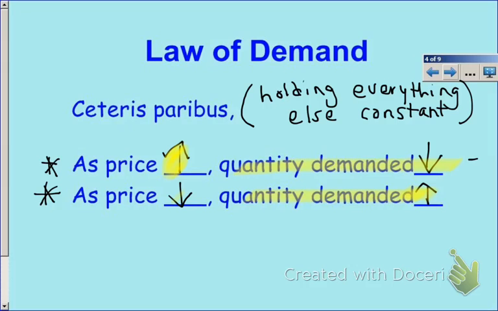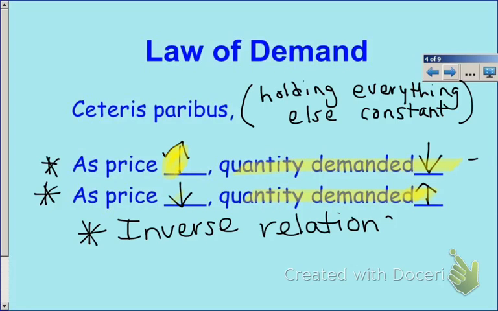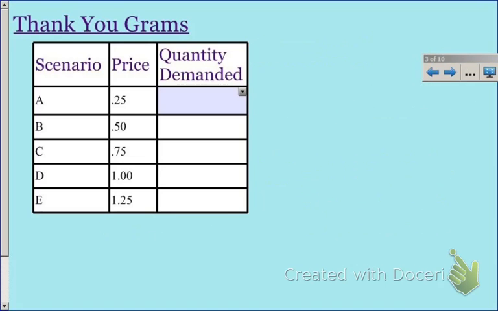Now, what we see here is that when we create the demand curve, it has an inverse relationship, okay, which helps to explain the downward sloping nature of that demand curve.